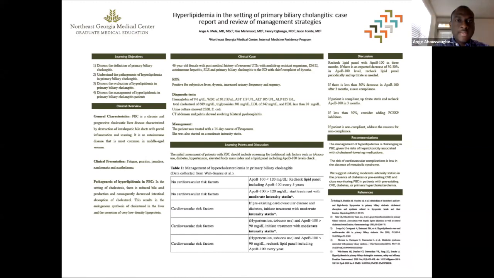Today, I'm presenting a case of hyperlipidemia in a patient with primary biliary cholangitis. This case is important because patients with primary biliary cholangitis are predisposed to have elevated cholesterol levels. Whenever you have PBC, there is reduced bile acid production and decreased intestinal absorption of cholesterol, and this results in endogenous synthesis of cholesterol in those patients with PBC.